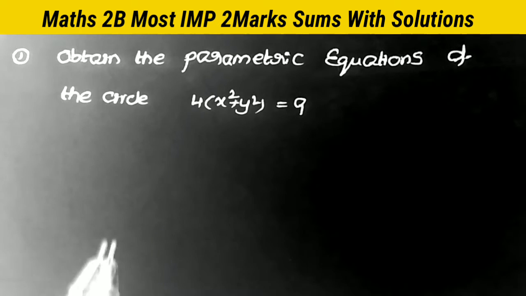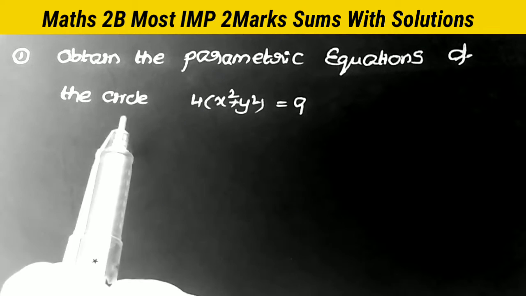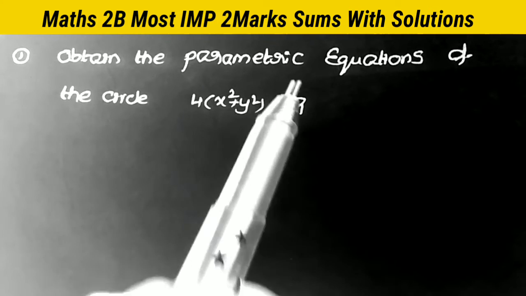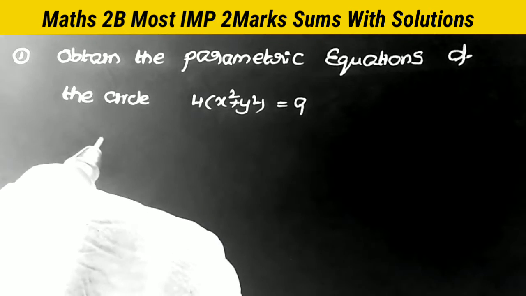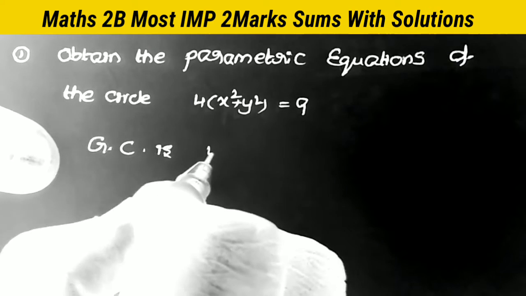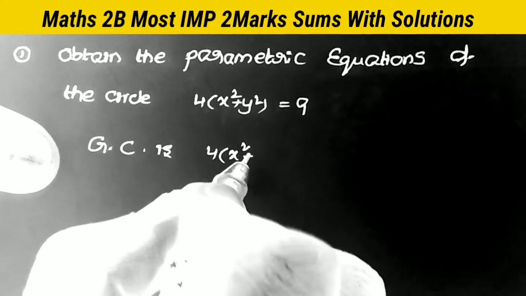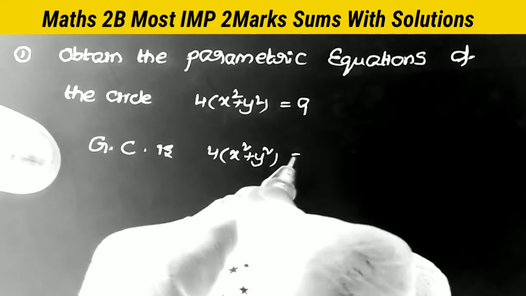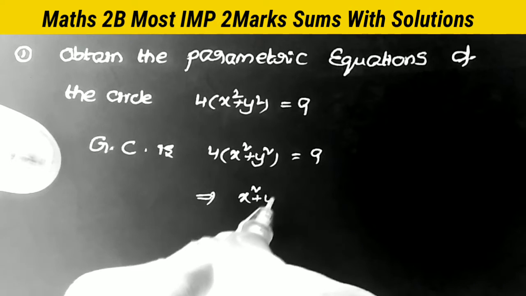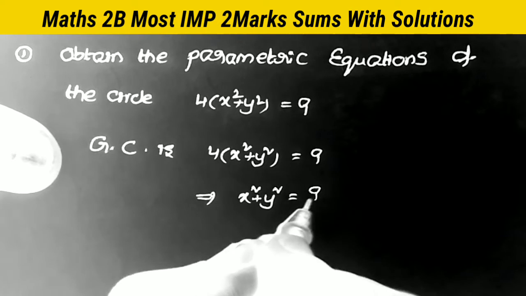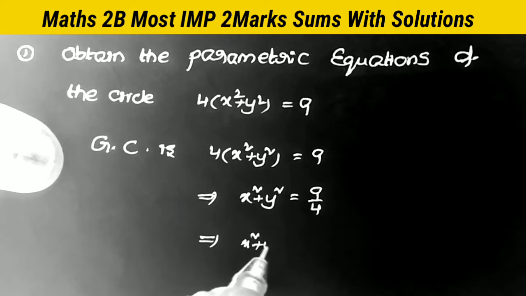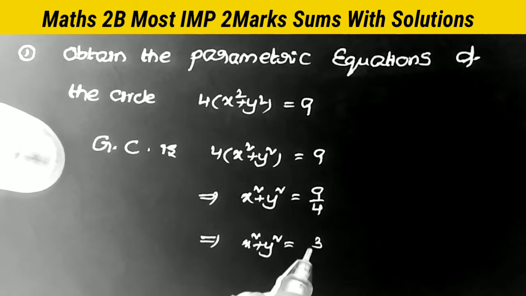So the first question: obtain the parametric equations of the circle 4(x square plus y square) is equal to 9. So first I write the given circle equation here. Given circle is 4 into x square plus y square is equal to 9, which implies x square plus y square is equal to 9 by 4, that is, x square plus y square is equal to (3 by 2) whole square.